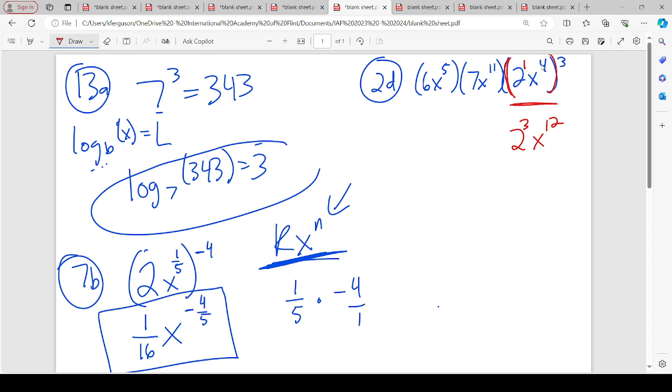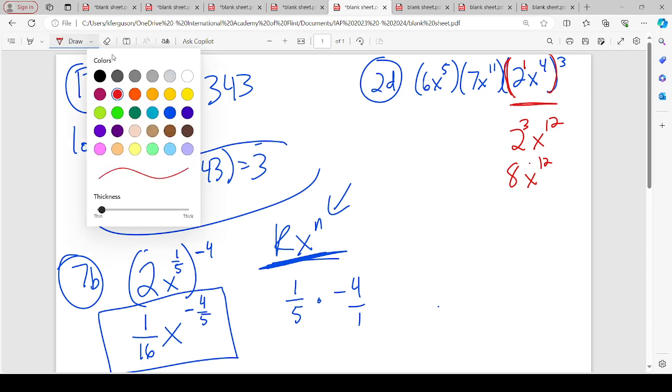So that's going to be third power. So 2 to the third power. And then x to the fourth taken to the third. 4 times 3 is 12. Well, what's 2 to the third power? That's 8. So I got 8x to the 12th power.